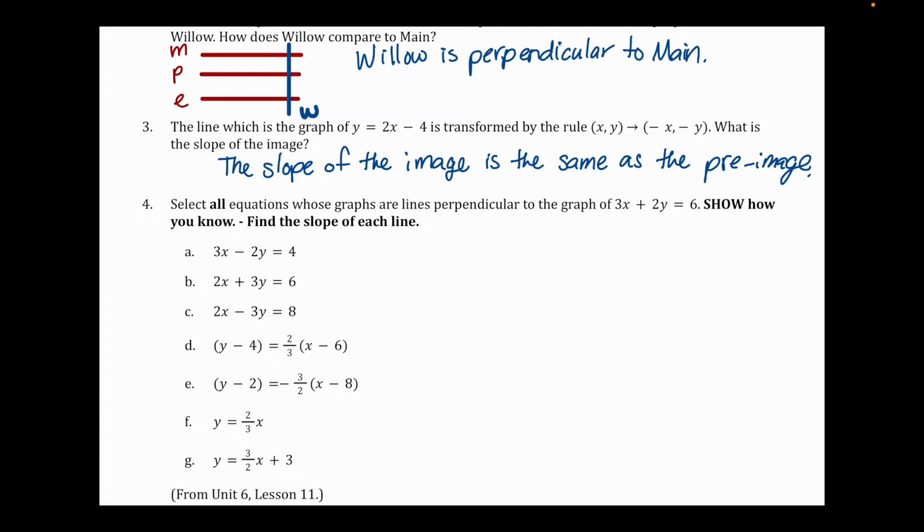Okay, so then question 4. Select all equations whose graphs are lines perpendicular to the graph of 3x plus 2y equals 6 and show how you know by finding the slope of each line. Okay.